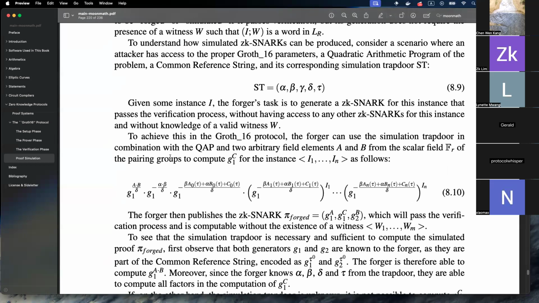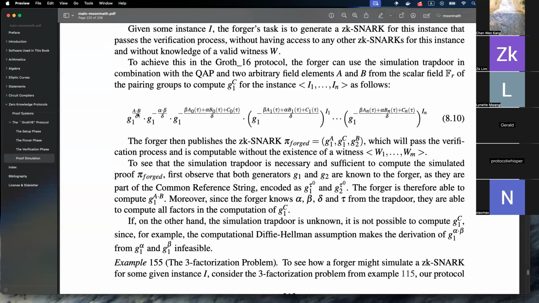Okay, forging can use the simulation trapdoor in combination with QAP and two arbitrary field elements from scalar field F to compute G1C, for instance, I1. Because if you know delta, we can compute this times this times this. This is known actually. The main point is A and B, we can select ourselves.